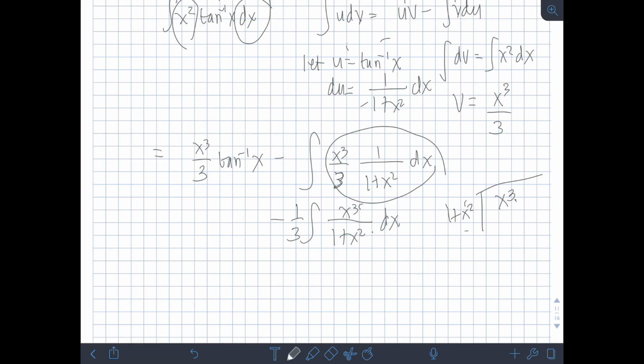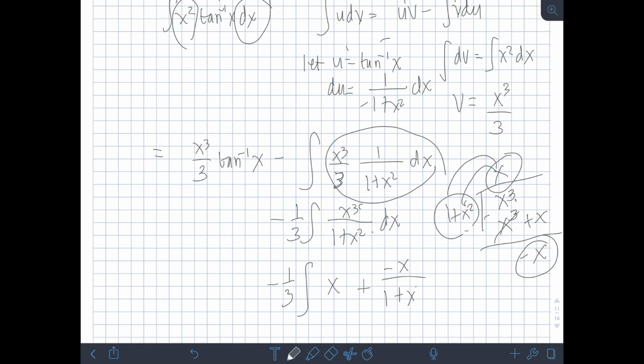So, x cubed divided by x squared is x. Multiply natin. So, we have x cubed plus x minus. So, x cubed minus x cubed is cancel. Tapos, itong x magiging negative. So, we have negative x. So, therefore, we can rewrite this as negative 1/3 integral of yung quotient na x plus yung remainder na negative x over same denominator na 1 plus x squared.